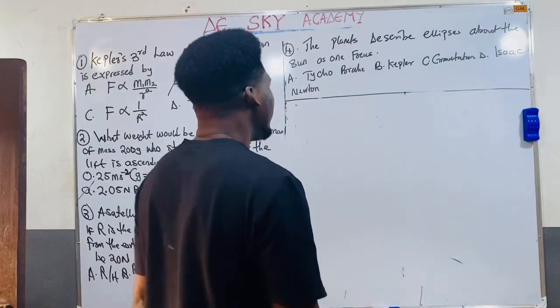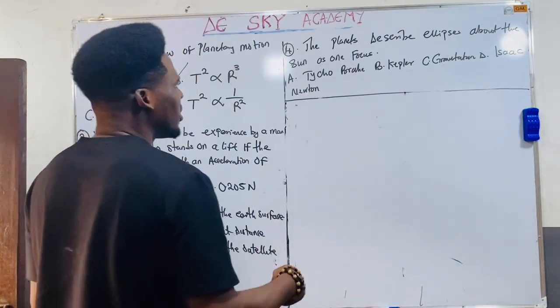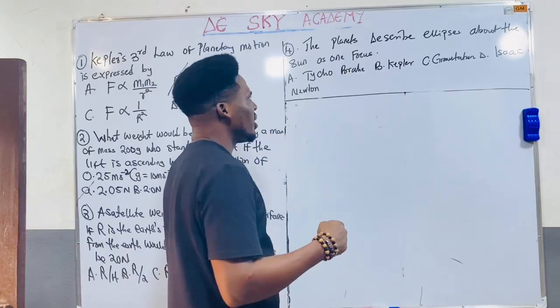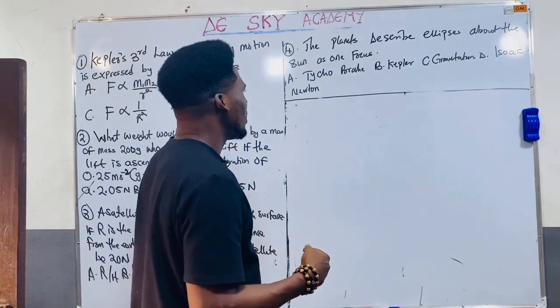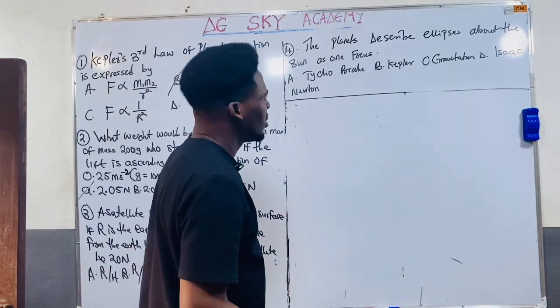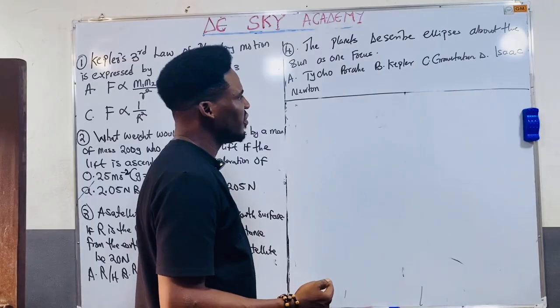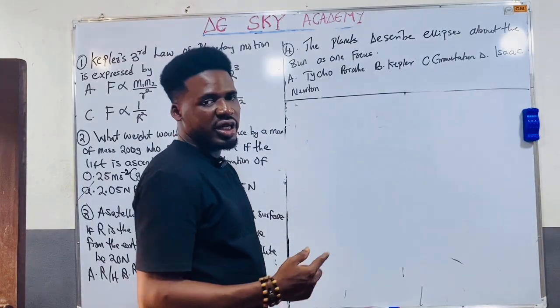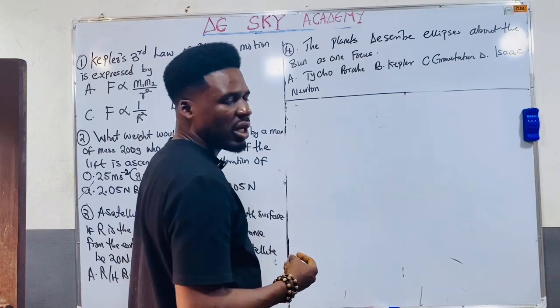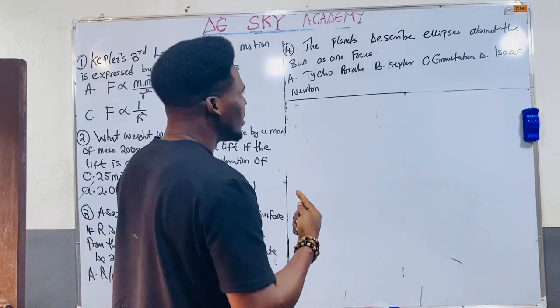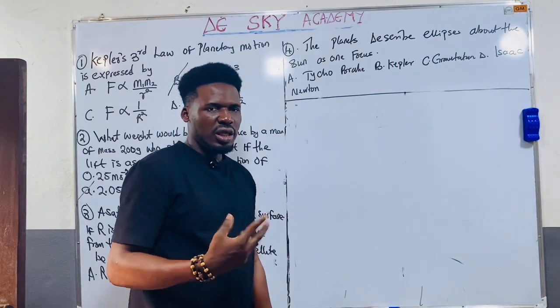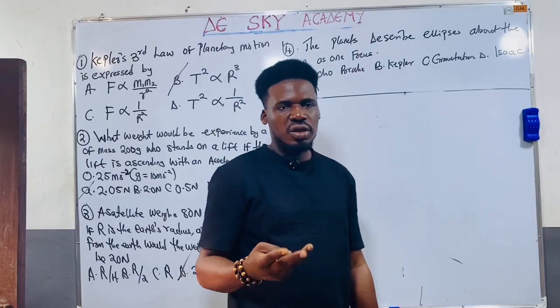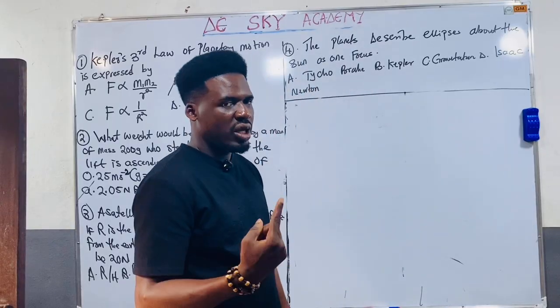They said the planet describes an ellipse about the sun as one focus is dash. Option B, Kepler. C, Gravitational. D, Isaac Newton. Please, the correct answer is Kepler's. This is the first law of Kepler's. Remember I told you that Kepler described 3 laws: first law, second law, and third law.